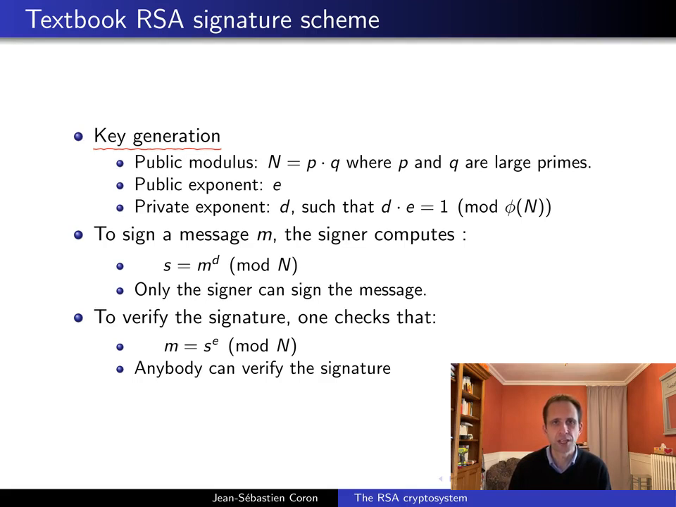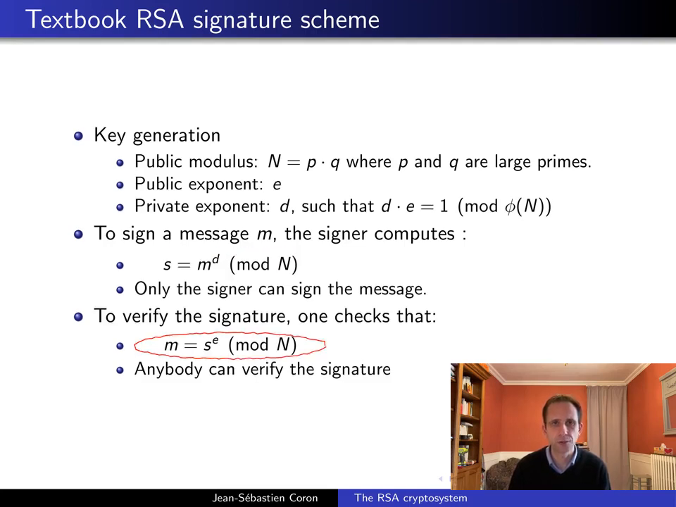So for the key generation, we generate the public RSA modulus n equals p times q, where p and q are two large primes. The public exponent is e and the private exponent is d, such that d times e is equal to 1 modulo phi of n. And then to sign a message m with textbook RSA, the signer is going to compute s equals m to the d modulo n. So we see that only the signer can sign the message. And then to verify the signature, we check that m is equal to s to the e modulo n. So this works because raising to d and raising to e are inverse operations. And so we see that anybody can verify the signature.